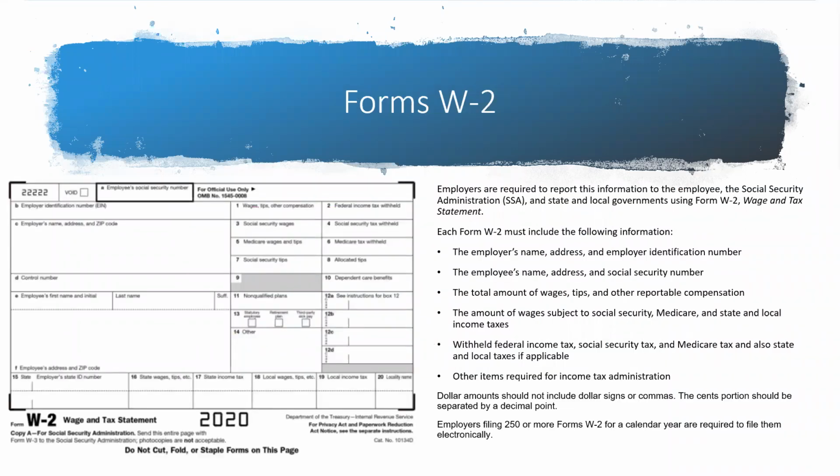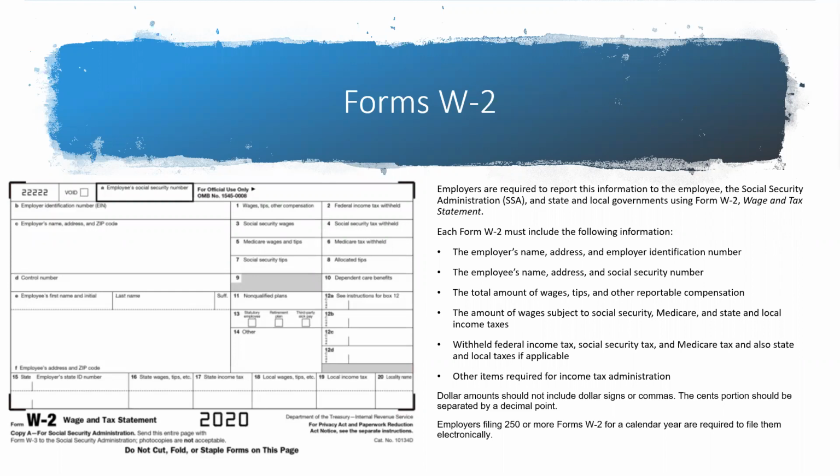So W-2s go hand in hand with Forms 941. Like I say, at the end of the year, your Forms 941 better match your Forms W-2, or you will receive a notice. I guarantee it, from the SSA or the IRS, or both, perhaps. Forms W-2 must be given to each employee that worked throughout the year for each company. They must include the employer's name, address, and EIN. They must include the employee's name, address, and social security number.